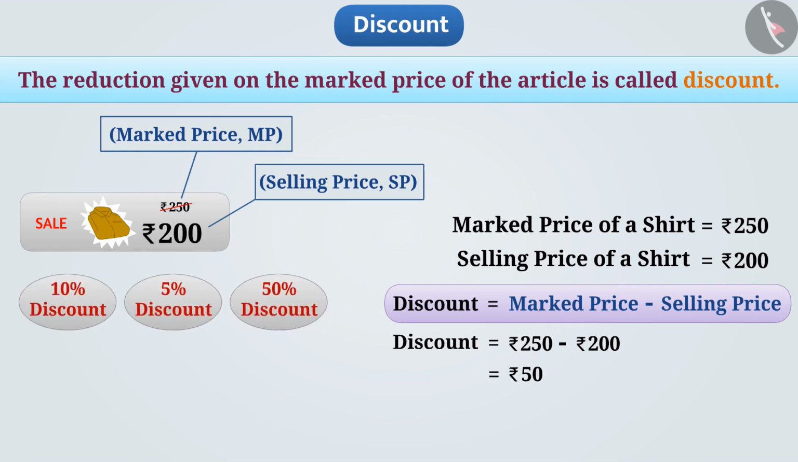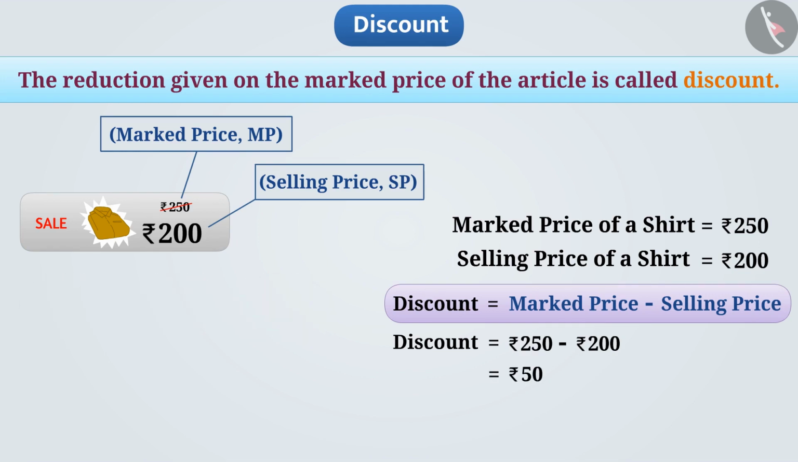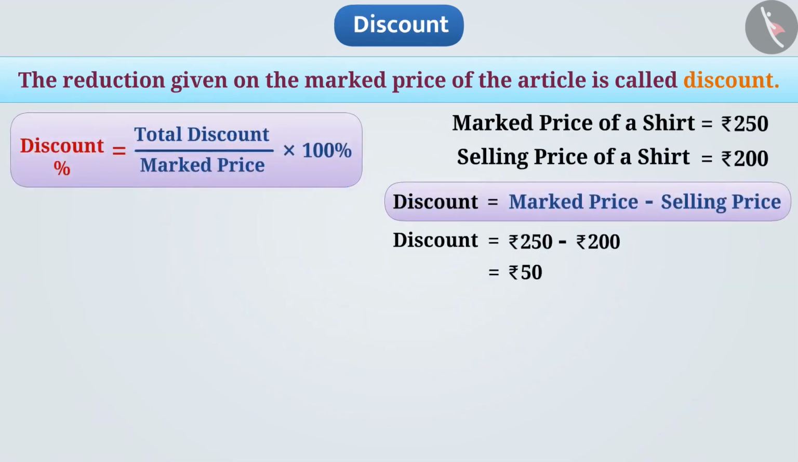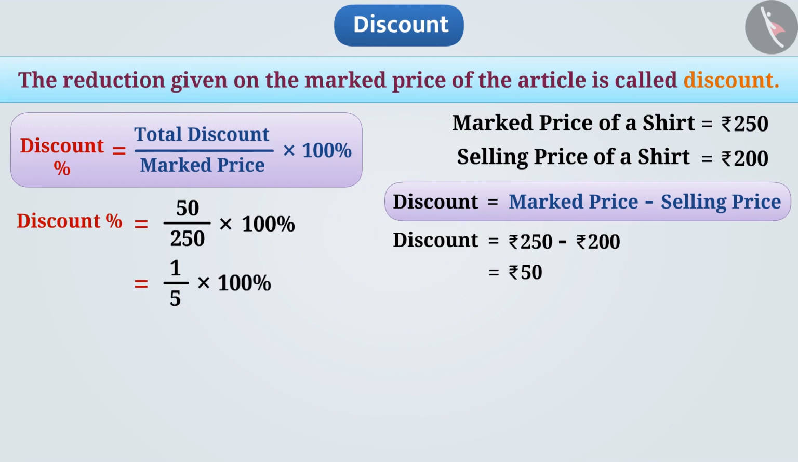Mostly, the discount is given as a percentage. Therefore, we will calculate the percentage of discount in this case. Since the discount is given on the marked price, we consider the marked price as the base using which we represent the discount in percentage. This is how we do it. Like here, discount is equal to 50 divided by 250 multiplied by 100% is equal to 1 divided by 5 multiplied by 100% is equal to 20%.